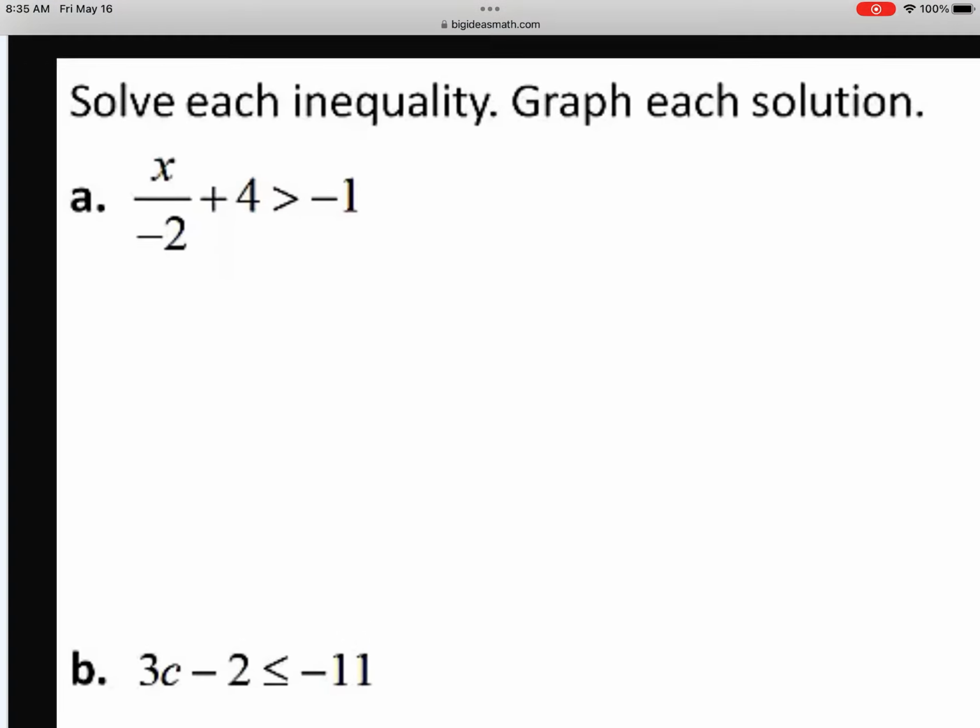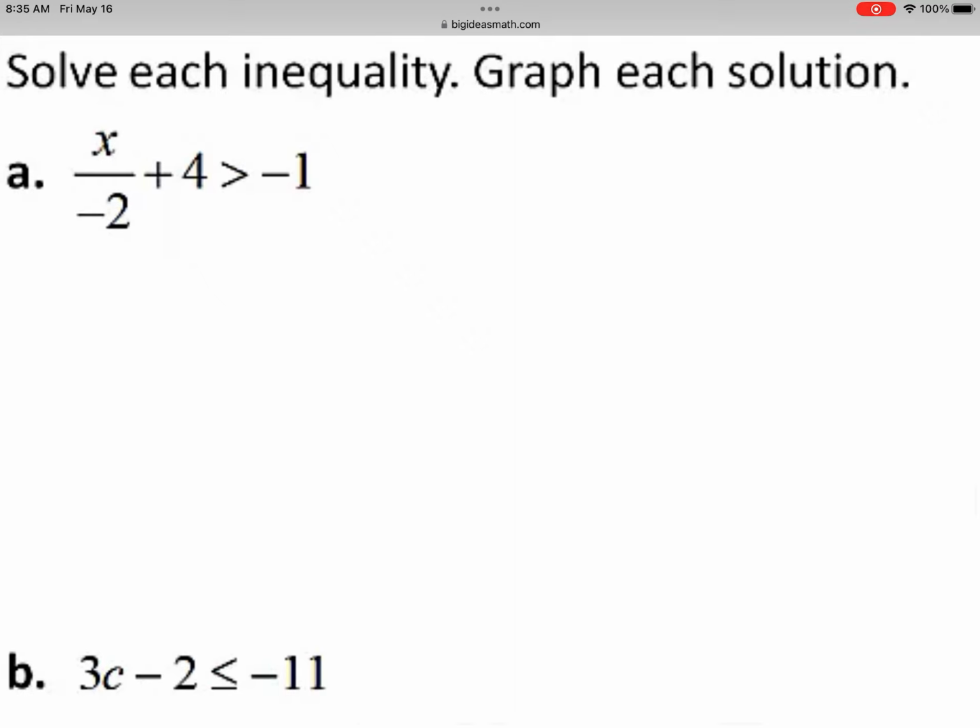Solve each inequality. Graph each solution. Part A. x divided by negative 2 plus 4 is greater than negative 1. First write the inequality. x divided by negative 2 plus 4 is greater than negative 1.